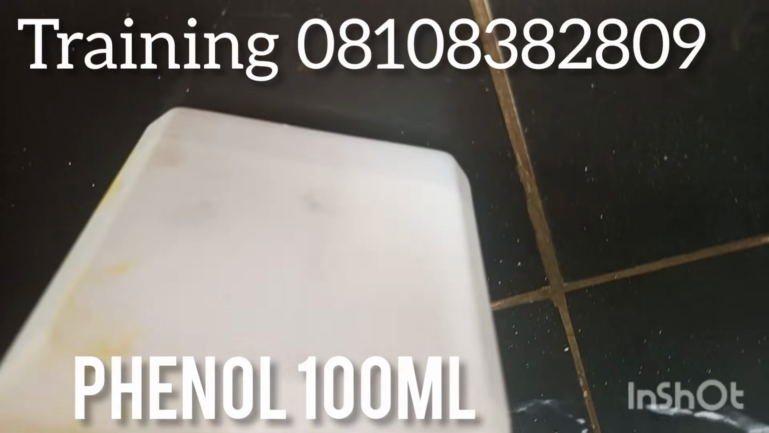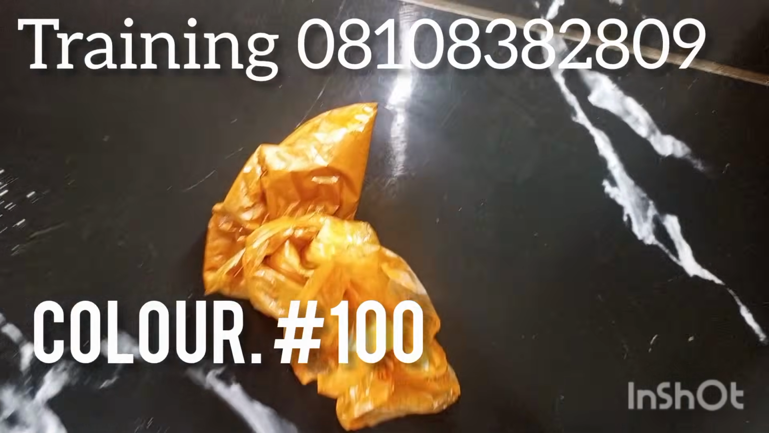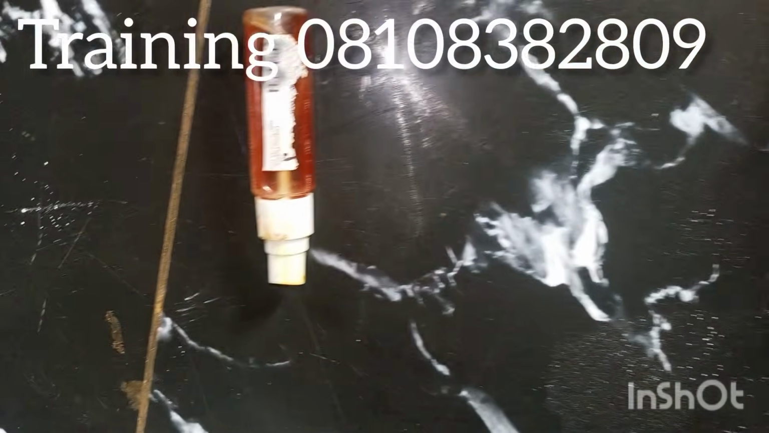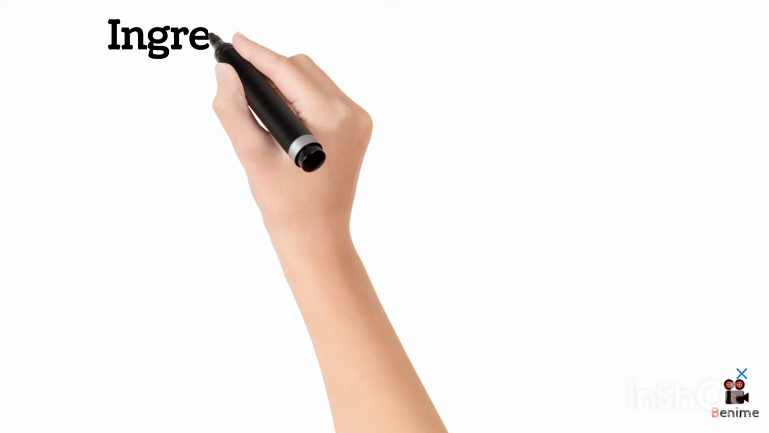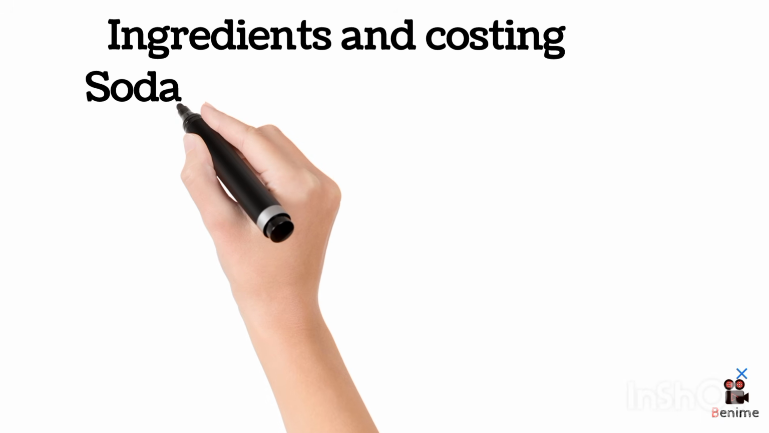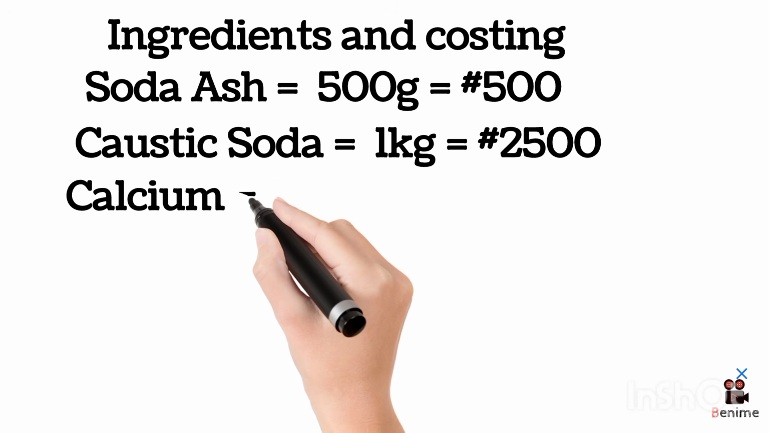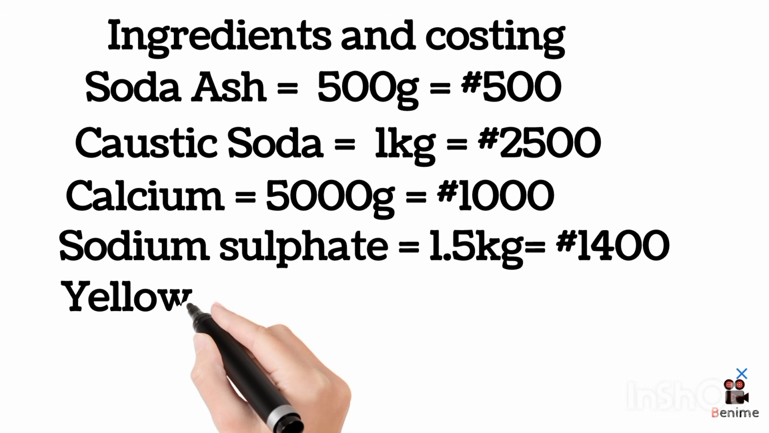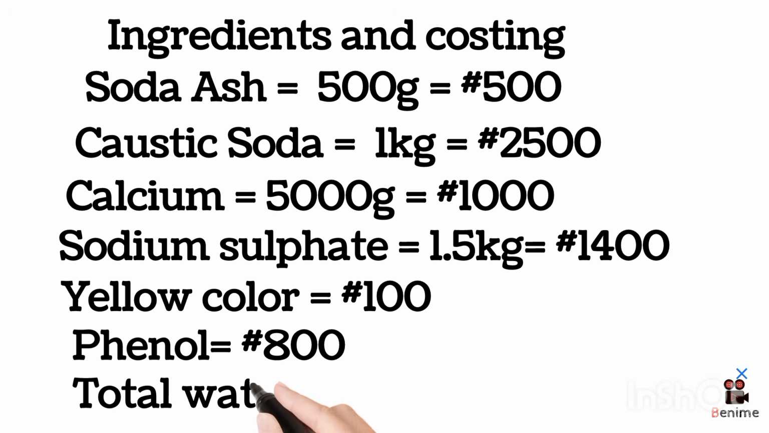I have my phenol. This phenol is worth 800 naira. I have my color, which I will add to taste. And I have my perfume. These are the ingredients that I have mentioned, the quantity that I used, and the price in naira that I used in buying them.